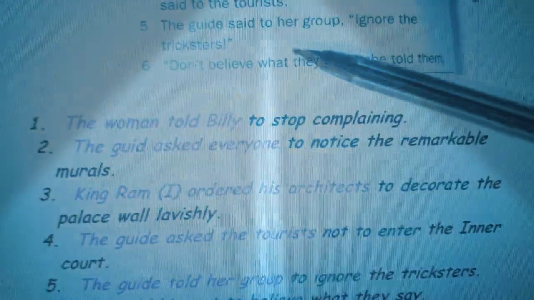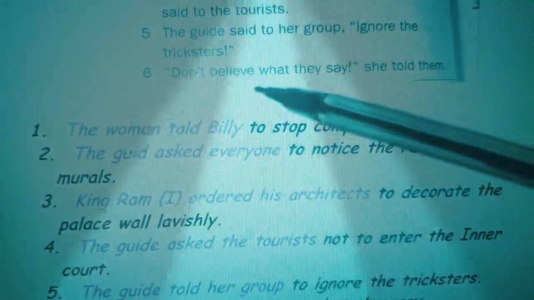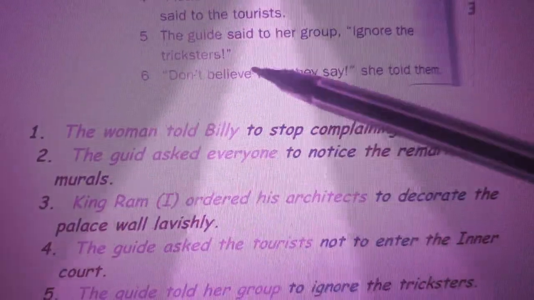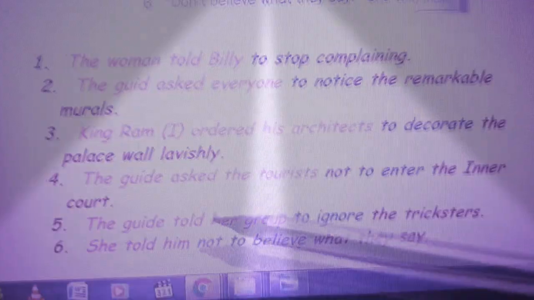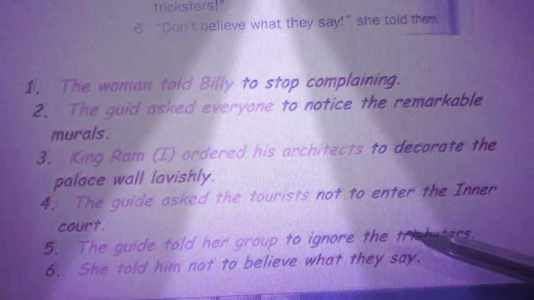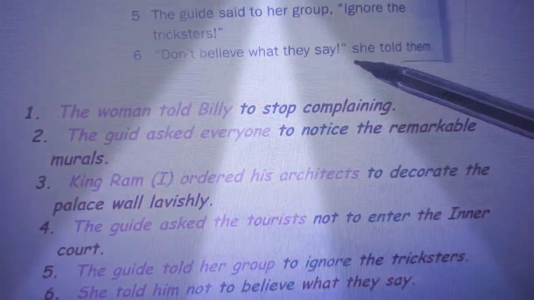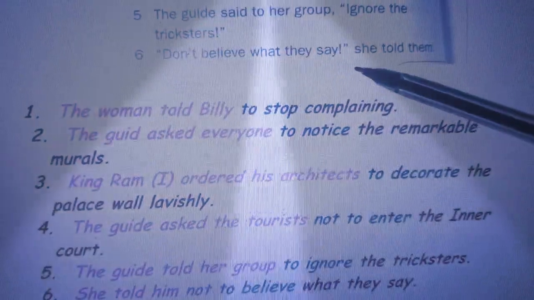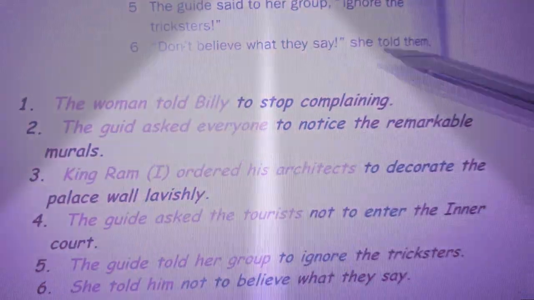Number 5. The guide said to her group, ignore the tricksters. Okay, the guide told her group to ignore the tricksters. Okay, see, to verb 1. Last one. Don't believe what they say, she told them.